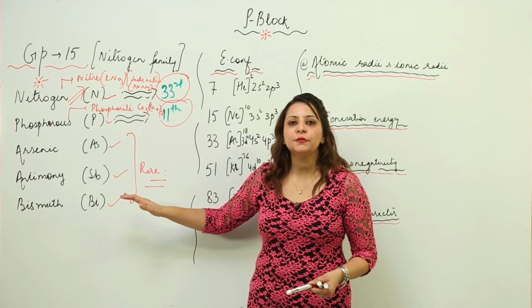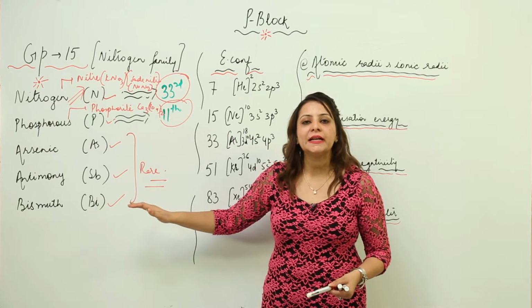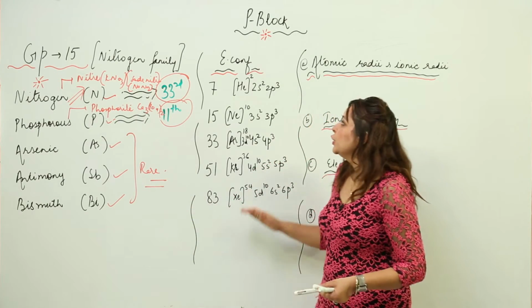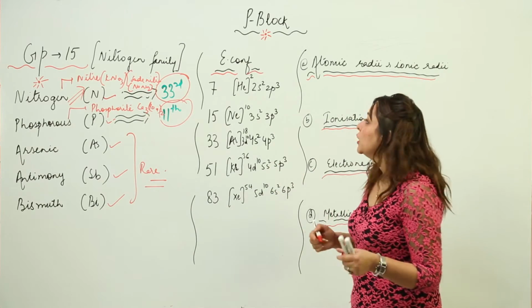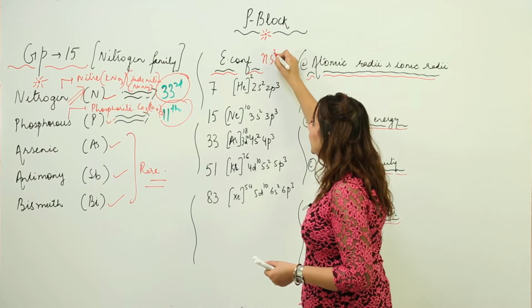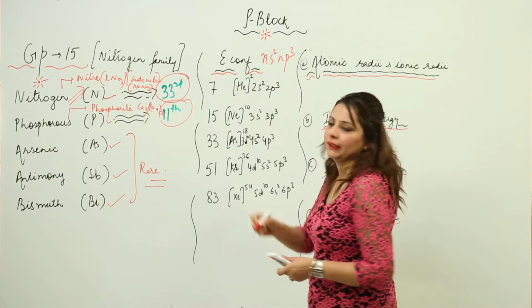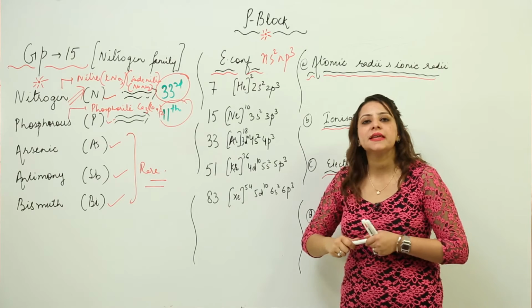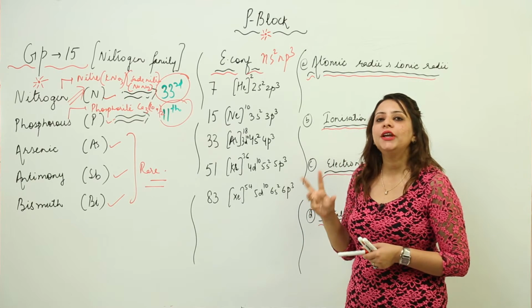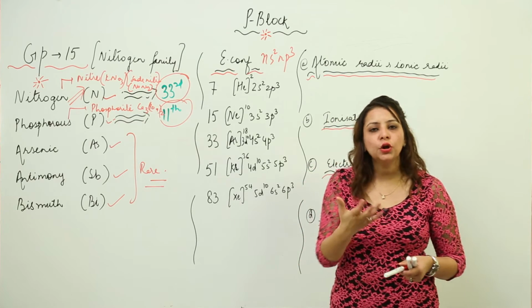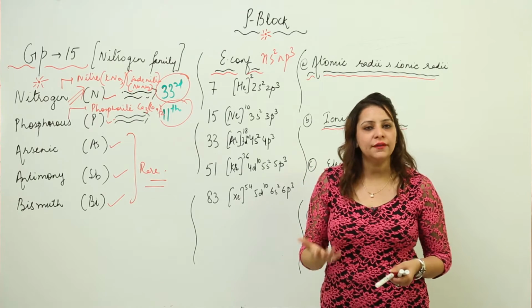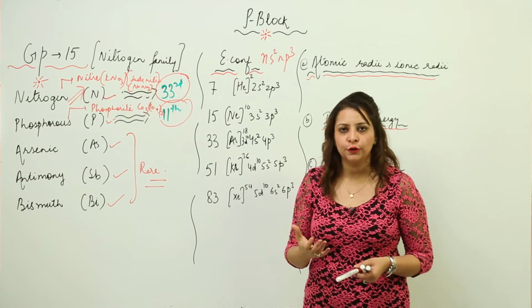Starting with this group, as you are now familiar with the members, we will start with the first property, that is the electronic configuration. As it is group 15, the general electronic configuration is ns2 np3, that is 2 electrons in the s subshell and 3 electrons in the p subshell. We will write the configurations, and you also try to write in your copies, as you are all familiar with how to write the electronic configuration.